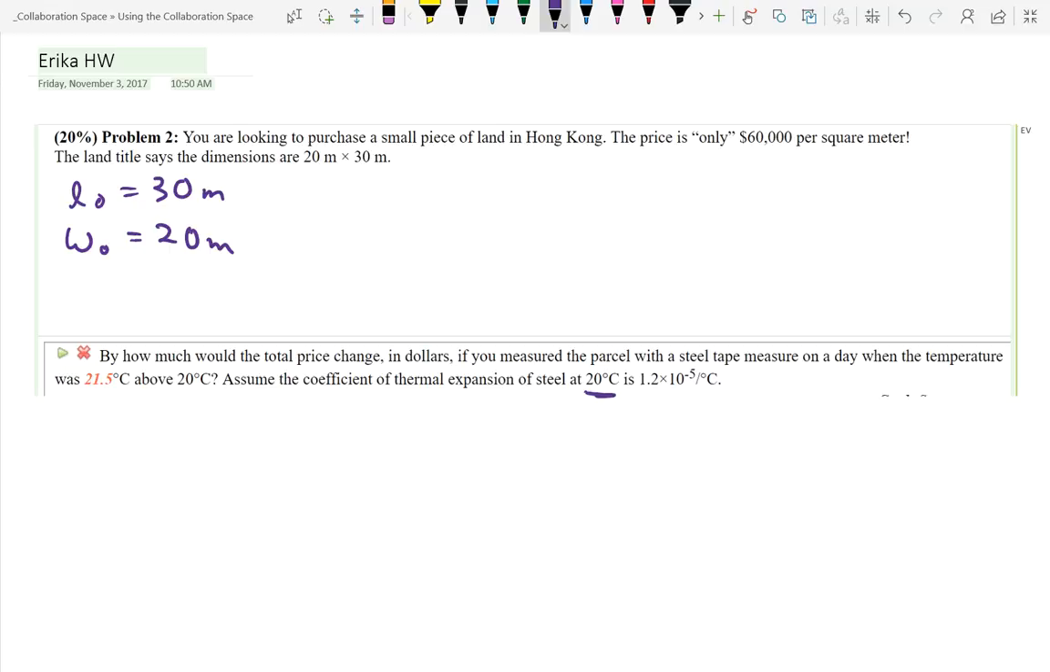So a few assumptions here. We're assuming that our measuring tape at 20 degrees Celsius measures exactly 20 by 30. But now it's hotter. If it's hotter, what does that do to the steel? It's going to expand. So when you measure with the steel 20 meters, you're actually measuring a little longer than 20 meters, which means you're getting a little extra land. So it's a little bit cheaper, right? You're going to save a few dollars. Well, let's see how much we really save. I said a few dollars. What is the concept going on here?